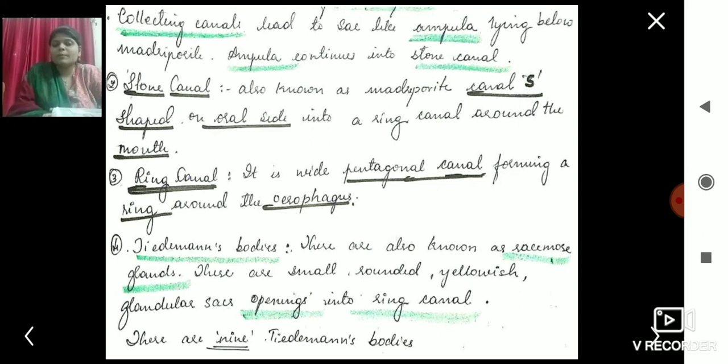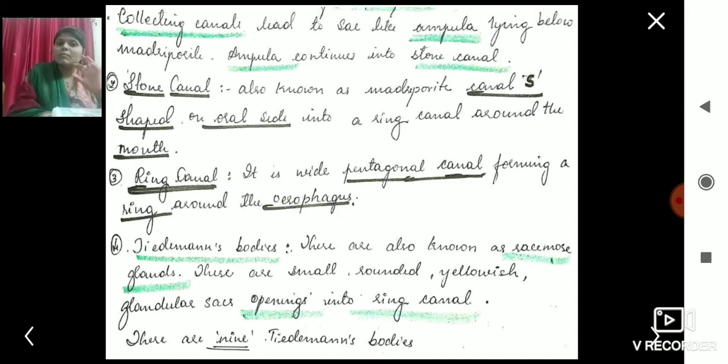It extends S-shaped on the oral side into a ring canal round the mouth. Ring canal is a wide pentagonal canal forming a ring around the esophagus. So one by one we are explaining. First we explained madreporite, then that leads to the stone canal. That in turn leads to the ring canal. Ring canal is in the pentagonal central disc.